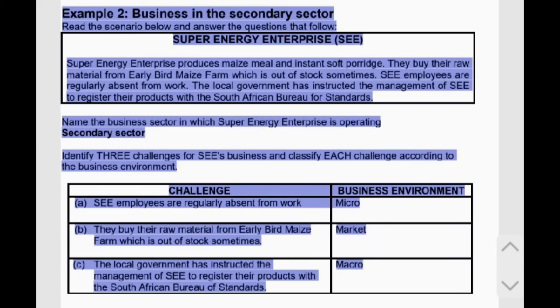That's what we are talking about when we talk about what? The business sectors and their environment. This question, obviously, you are going to get it in your final examination. There's no way that you are not going to get it. Now let me give you what? The examples of business in the tertiary.